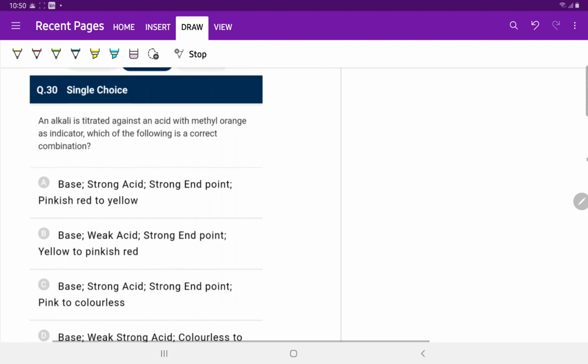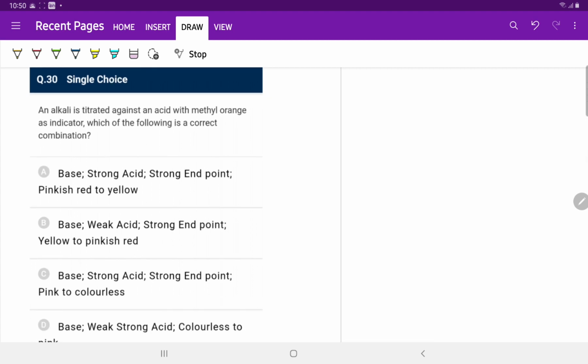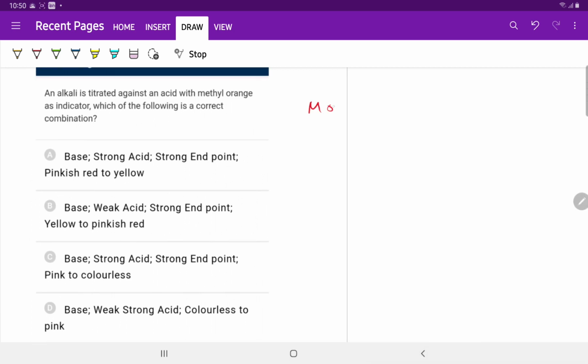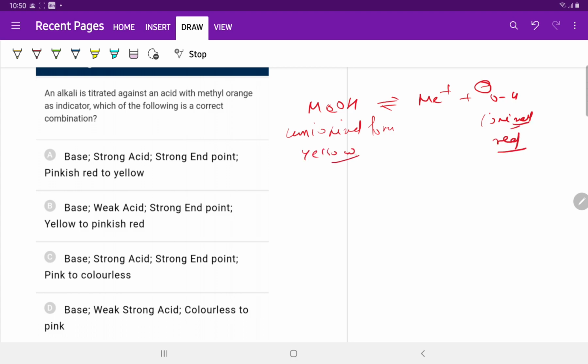Question number 30. An alkali is titrated against an acid with methyl orange as indicator. Which of the following is a correct combination? Methyl orange is a weak organic base. It is used in the titration of strong acid versus weak base. The reaction is MeOH gives Me plus and OH minus. This is the unionized form and this is the ionized form. Ionized form is red in color and unionized form is yellow in color.